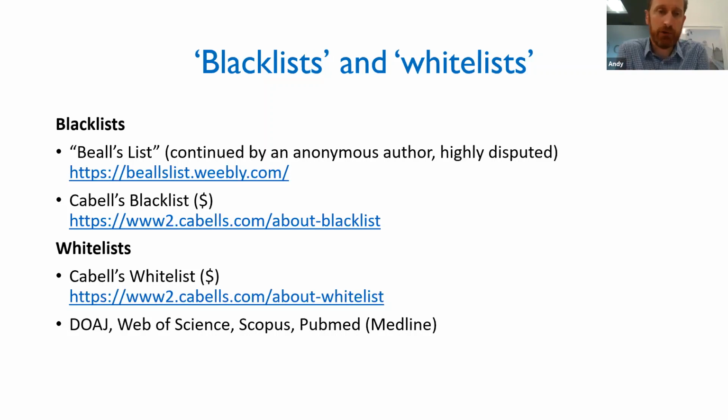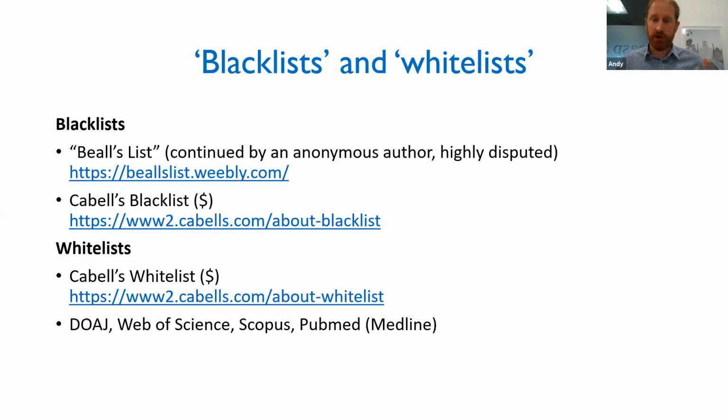We've also got a company called Cabell's who run a blacklist, and it's supposed to be really good. They've got a whole team that are assessing journals, but it's a paid service, and I don't know anybody that uses it because I think it's quite expensive. There are also these things called whitelists, which is the exact opposite. So it shows you what a good journal is, and DOAJ is an example of this. Cabell's, again, they do their own whitelist, but it's a paid service, so I've never actually seen it, but I expect it's pretty good.